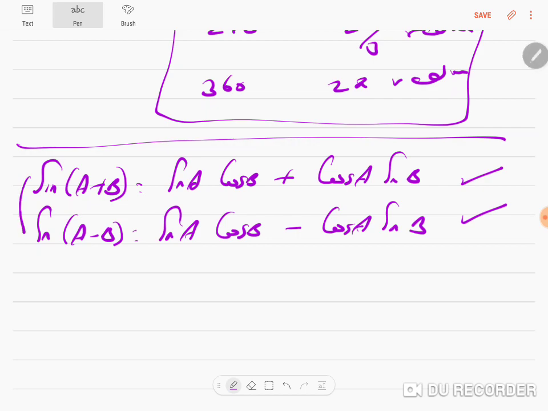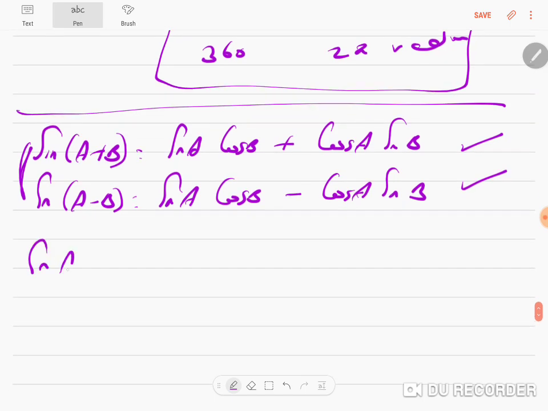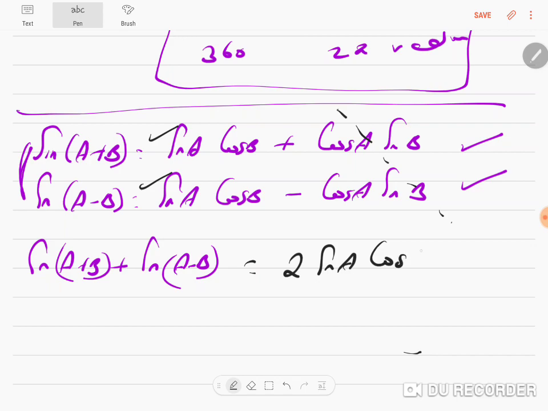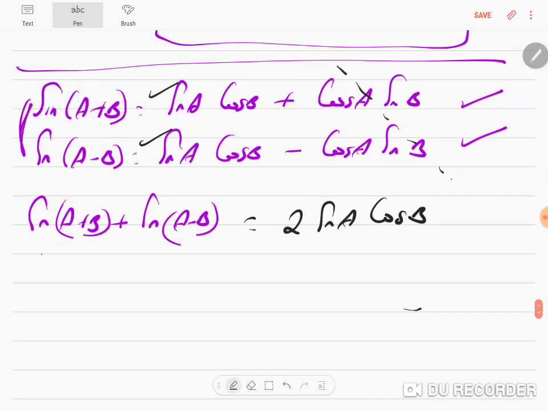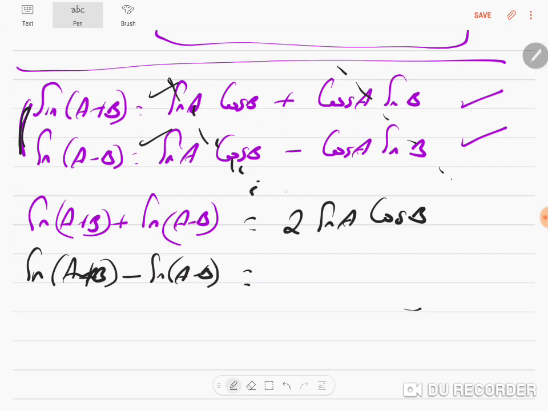So, now I am going to add these two formulas, which is sin A plus B plus sin A minus B. What will happen? The second term, these two terms will automatically get cancelled. I will have 2 sin A cos B, this and this will get added. Next, I am going to subtract these two, sin A plus B minus sin A minus B. Obviously, the first terms will get cancelled, the second term will get added. So, 2 cos A sin B.